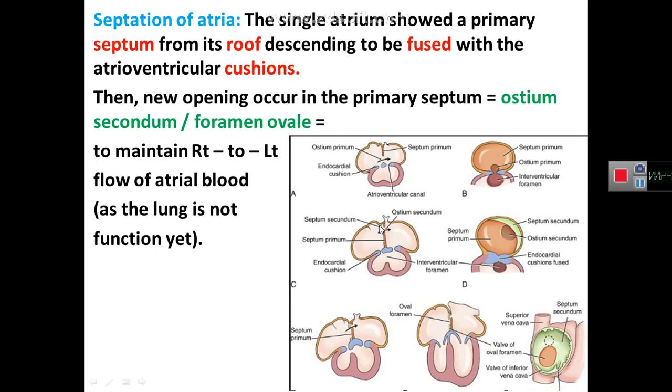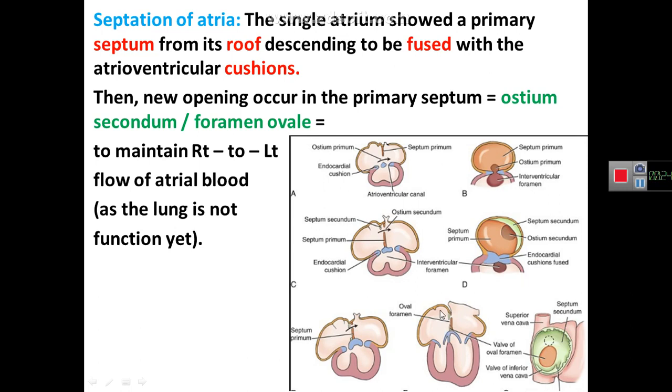Therefore, another new septum grows from the roof of the atrium, actually from the roof of the right atrium, on the right side of the primary septum. This new septum is called secondary septum or septum secundum. It will descend downward just like the primary septum, but it will not reach the cushion. The secondary septum will descend only a short distance, enough to close the secondary opening. Finally, you will find this secondary septum descending downward to cover only the secondary ostium. The secondary septum will not extend deep to the cushion just like the primary septum.